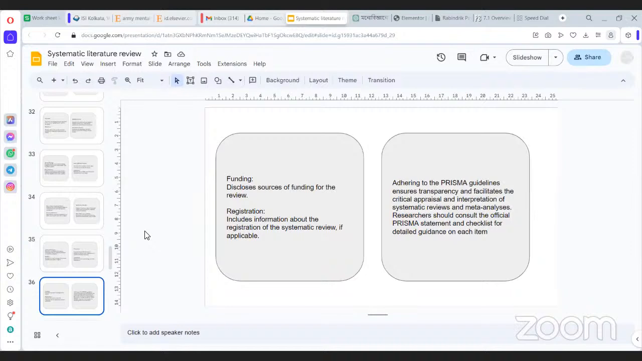Then your literature review will be accepted. Whatever literature review you do, it should be accepted by the experts. So if you follow this systematic literature review model, then there is a high possibility that your results will be accepted. And please follow this Boolean operator that I told you.